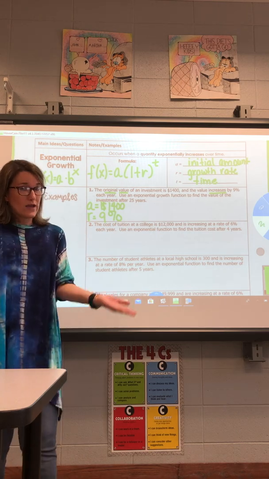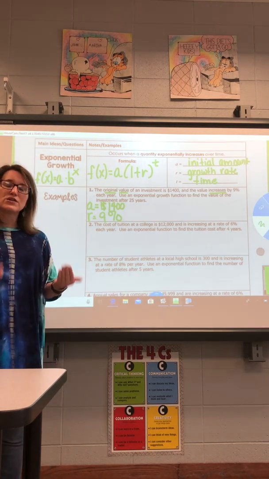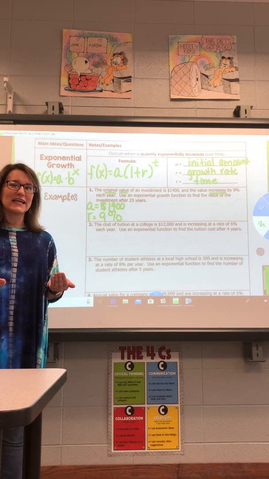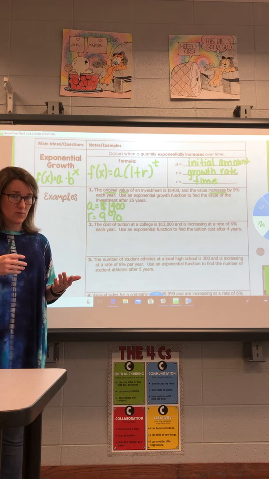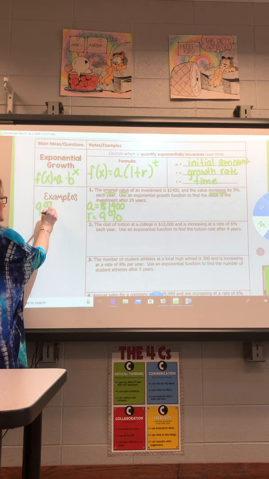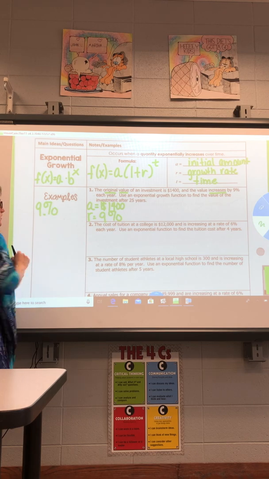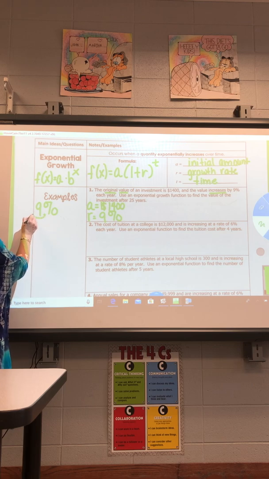But you know, I know, we all know, we can't use 9% when we work out our problem. So what we have to do is take that 9% and change it out of its percent form into a decimal form. The decimal is located behind the 9. So in order to change it from a percent into a decimal, I have to move the decimal point 2 places to the left.